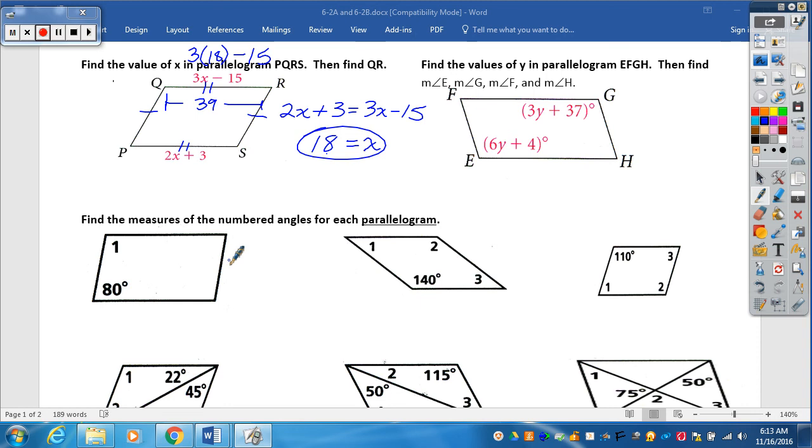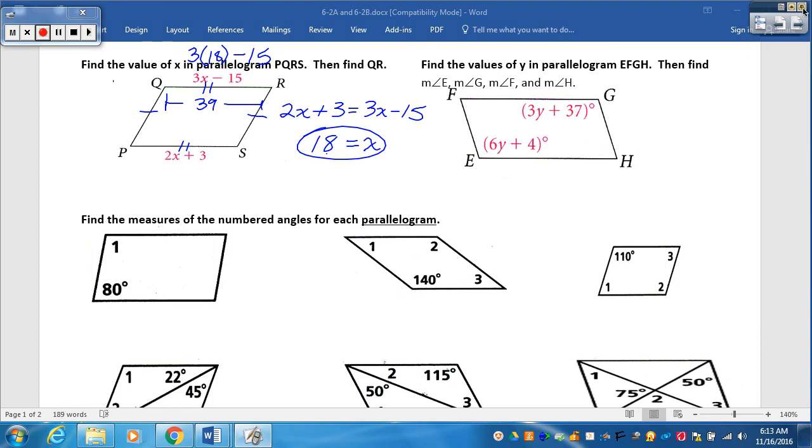For the next problem, find the value of y in the parallelogram EFGH, then find the measures of the angles. I'm going to tell you right now, you're going to notice something interesting at the very end of this problem, and I'll explain that in just a second. Let's see if I can. There you go. Okay, so the first thing I'm going to do here is go back to what we talked about at the very beginning of the period.